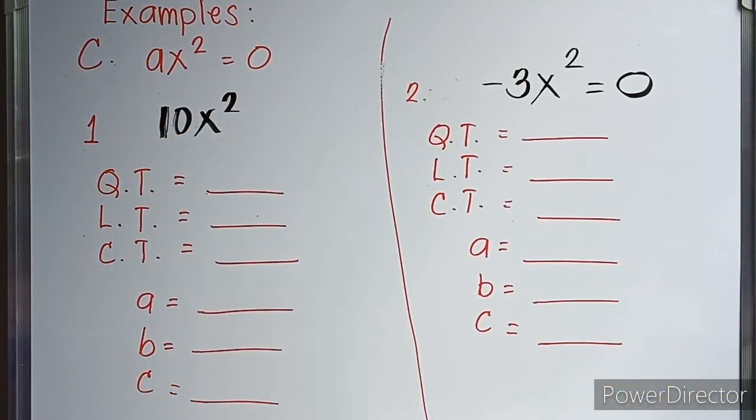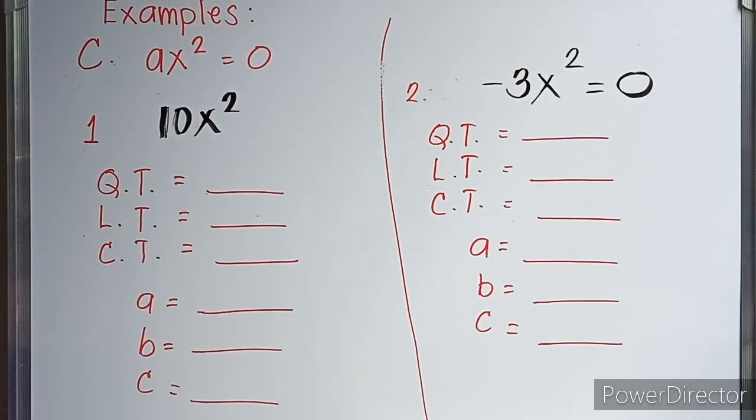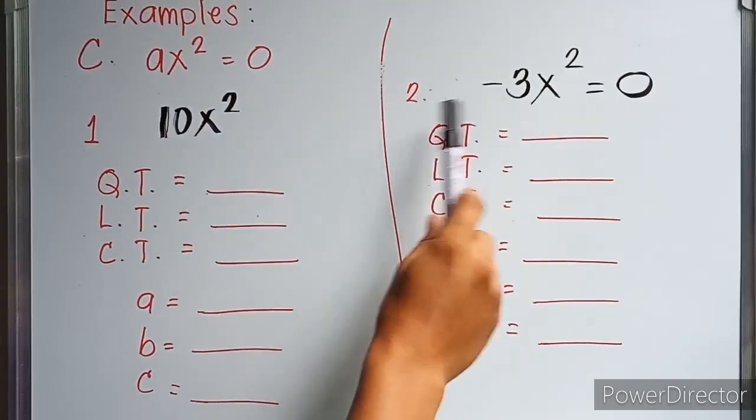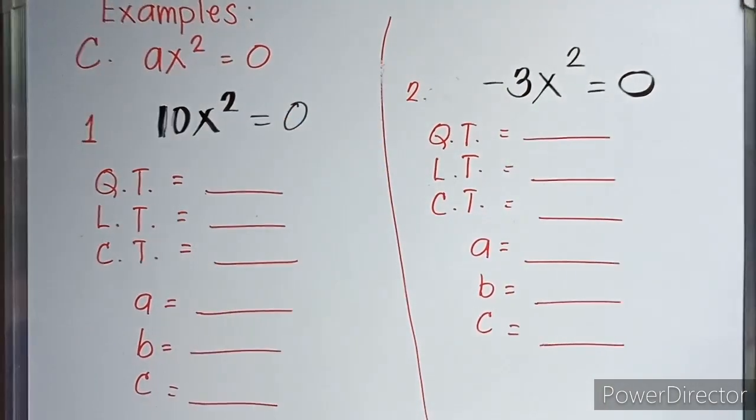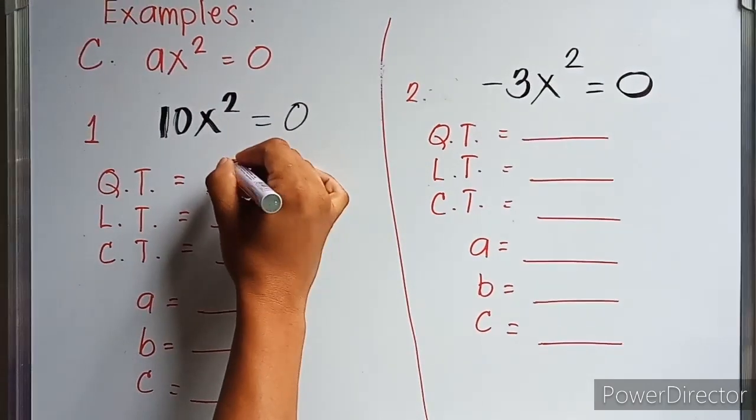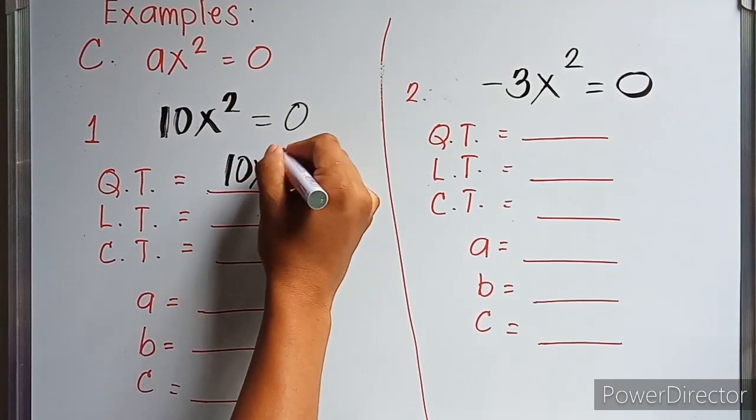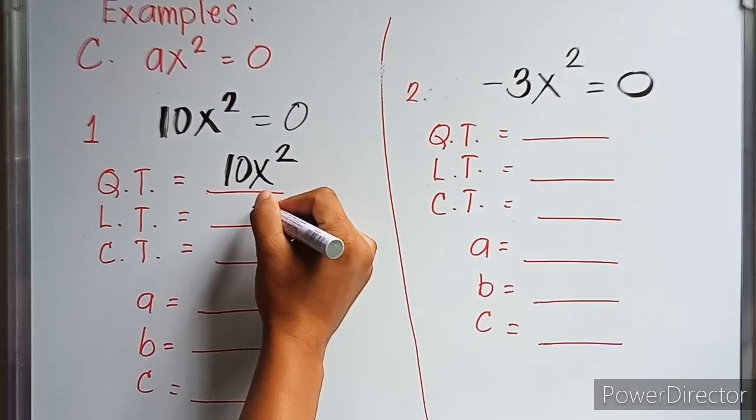Quadratic equation examples in the form of ax squared equals 0. So I have again two examples. Number 1 is 10x squared equals 0, and number 2 is negative 3x squared equals 0. For our quadratic term, for number 1, we have 10x squared. Always remember that the quadratic term is the one with the highest exponent, or the second degree exponent. Then, do we have a linear term and constant term here? We don't, so we can write none or we can have 0.